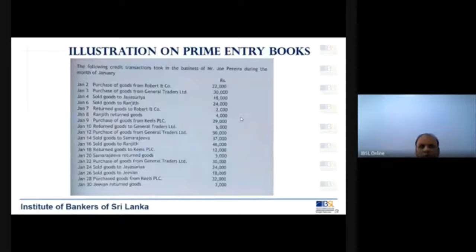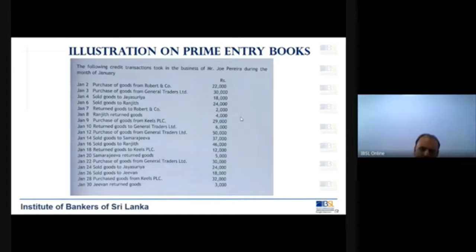Right. So which is a credit purchase. So it will go to the purchases day book. Then January 3rd, they say purchase of goods from general traders. Again, a purchase from general traders for 30,000. Then January 4th, they say sold goods to Jayasuriya. There comes a credit sale. So where does it go? It goes to the sales day book or the sales journal. Then January 6th, sold goods to Ranjit. Again, sales day book, 24,000.